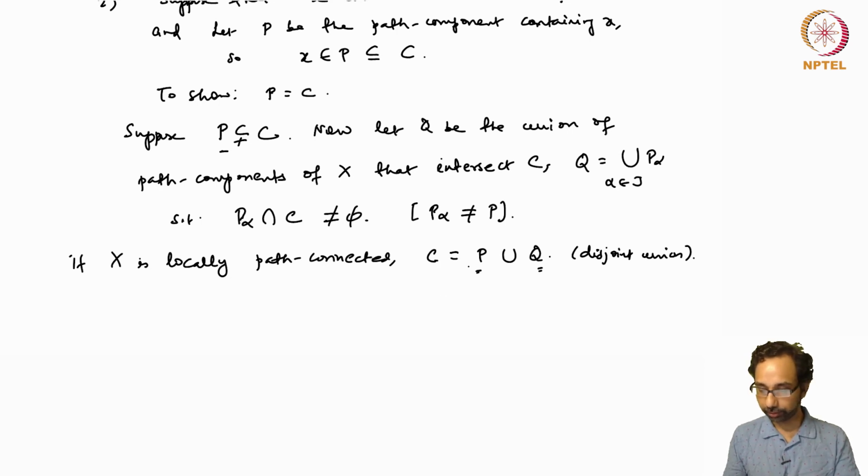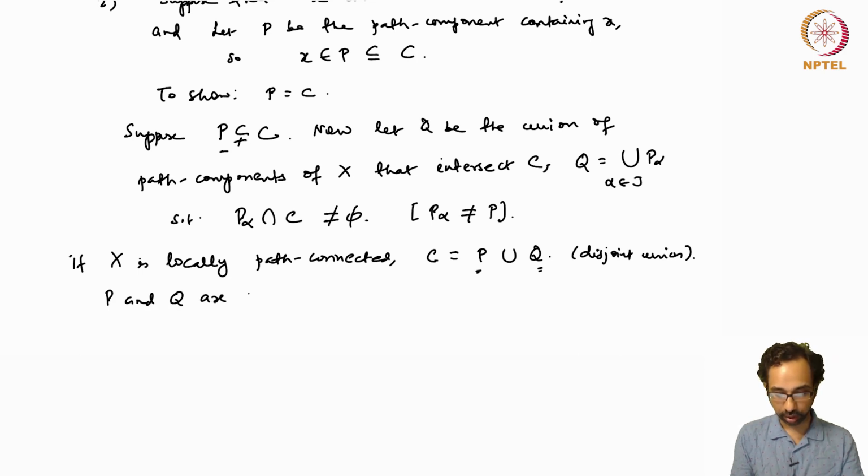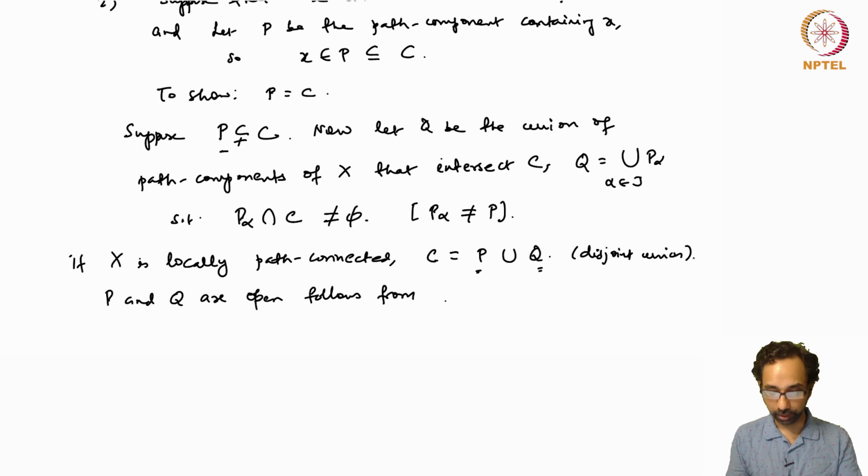So now we only have to show that these two sets P and Q are open, but this follows from the previous theorem 4.2, which says that if you have an open set, then all its path connected components are open when X is locally path connected.